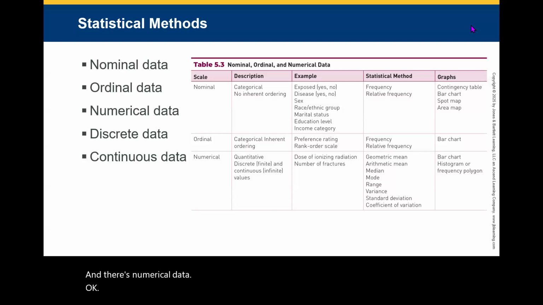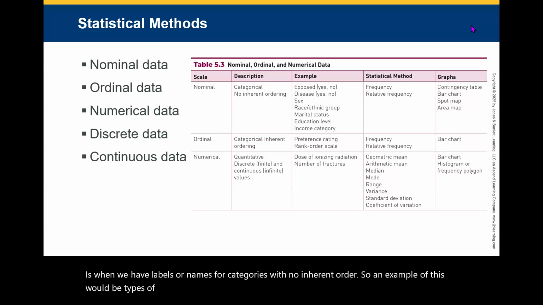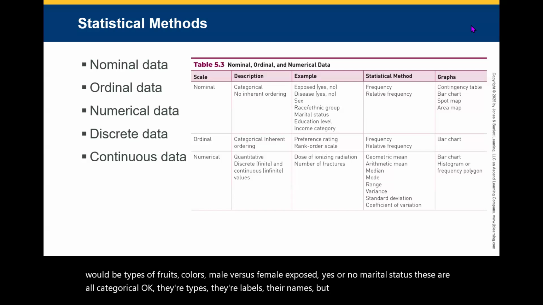So nominal data is when we have labels or names for categories with no inherent order. An example of this would be types of fruits, colors, male versus female, exposed, yes or no, marital status. These are all categorical, okay? They're types, they're labels, they're names, but there's no inherent order.